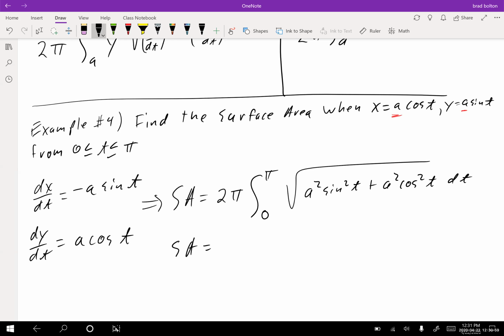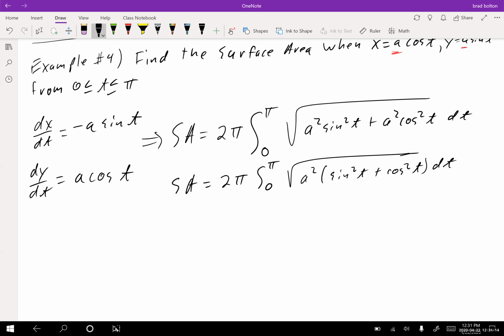So we have our surface area equals 2 pi times the integral from 0 to pi. Now we can definitely factor out an a squared, and this will leave me with sine squared t plus cosine squared t dt. Once again, hopefully you guys are starting to see this pattern that happens quite often, not every time, but a lot. Sine squared t plus cosine squared t is equal to 1. So we now have 2 pi times the integral from 0 to pi of a dt.